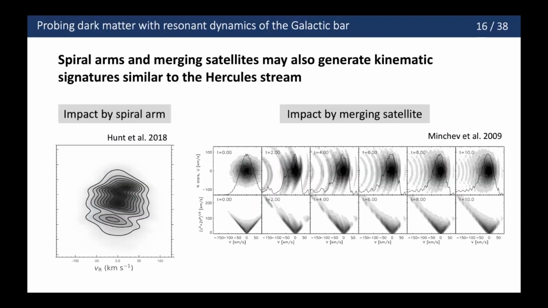Okay. Now, all the analysis that I showed you so far is based on the assumption that the Hercules stream was shaped by the corotation resonance of the bar. But the problem with this is that the Hercules stream can also be shaped by other perturbations in the galaxy, like the spiral arms or the impact by a merging satellite. So by just looking at the kinematics of the Hercules stream, it was difficult to conclude whether the bar has really been slowing down or not.